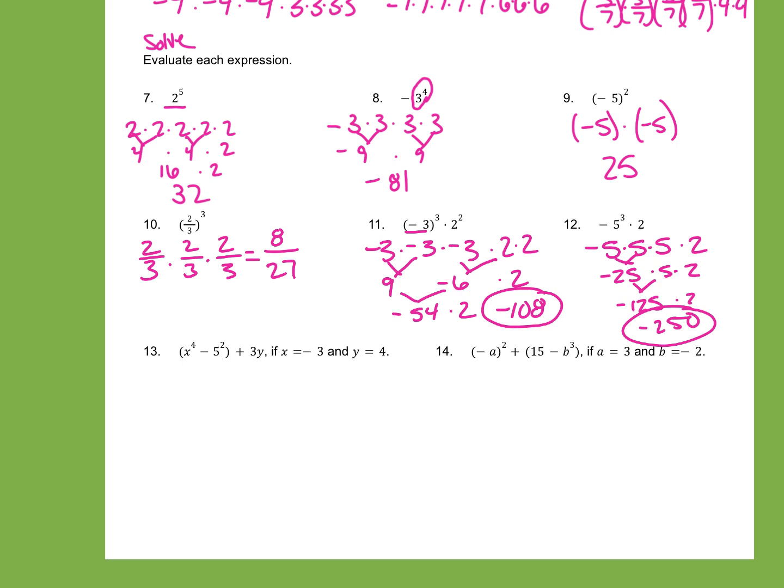And then we're going to do some order of operations problems. So we're going to insert our values. So x is negative 3 and y is a positive 4.